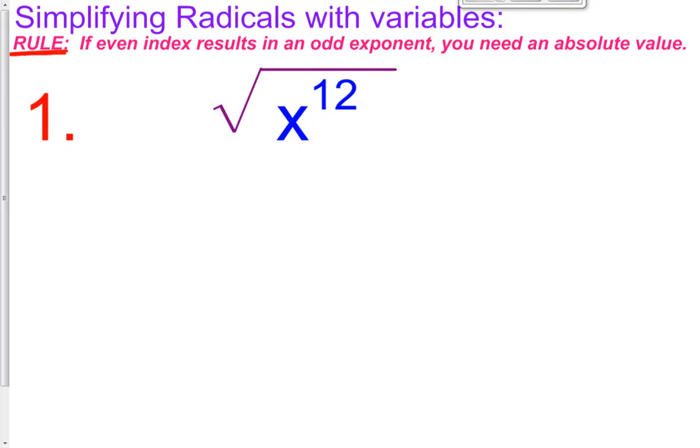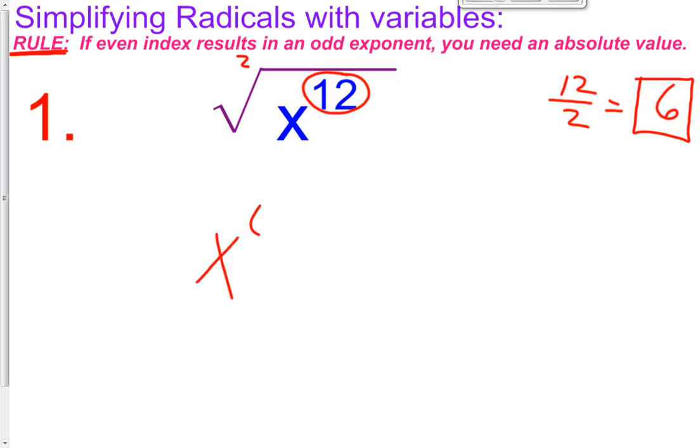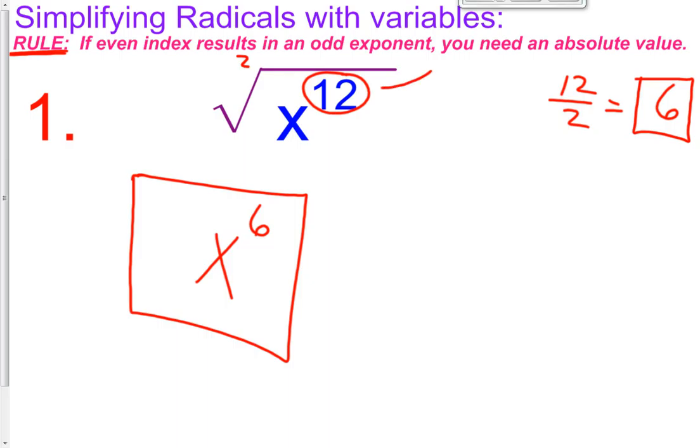Alright, so here's what our strategy is going to be for solving all of these, class. We're going to take our exponent and divide it by our index. So it's going to be 12 halves. What number is that? Obviously 12 halves reduces to 6. So what we're going to take out, class, is an x to the 6th. And there's our answer. Our answer is x to the 6th. This one is the most basic example. It's going to get obviously more complex, but our rule of thumb here is we're going to take our exponent and divide it by our index.